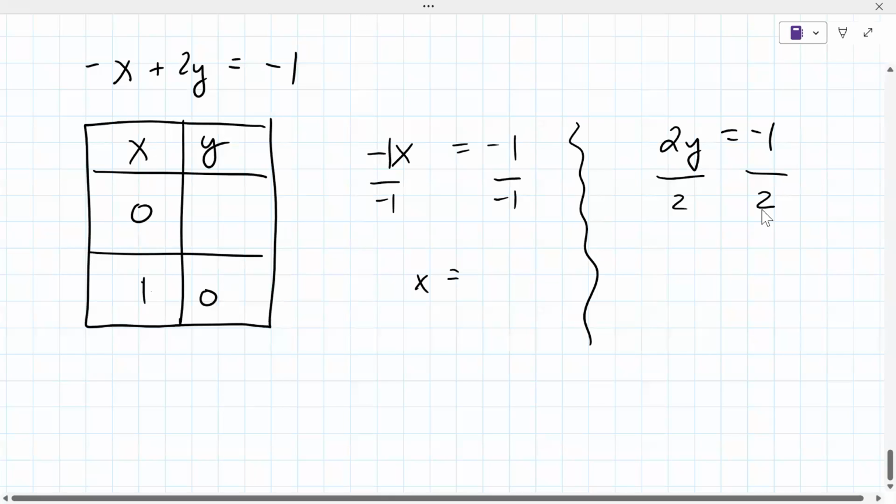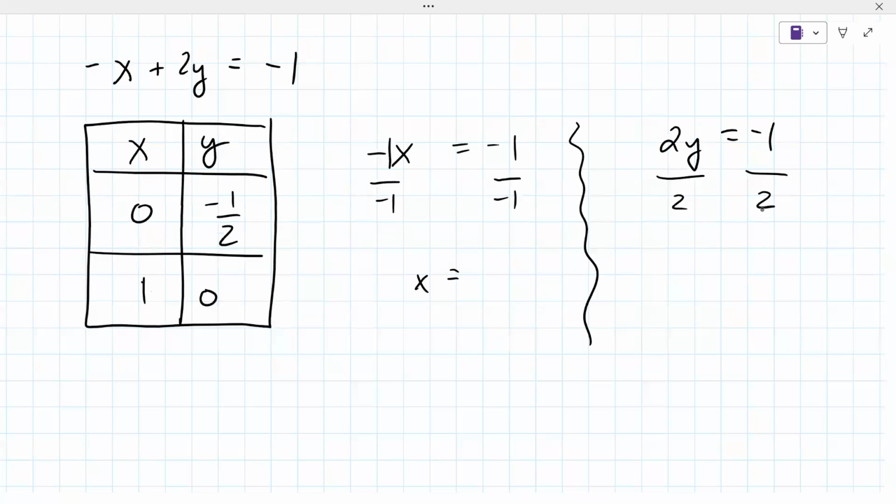One half. Yes, or negative one half. Negative one half. All right, we're going to stop there for today. Good job.